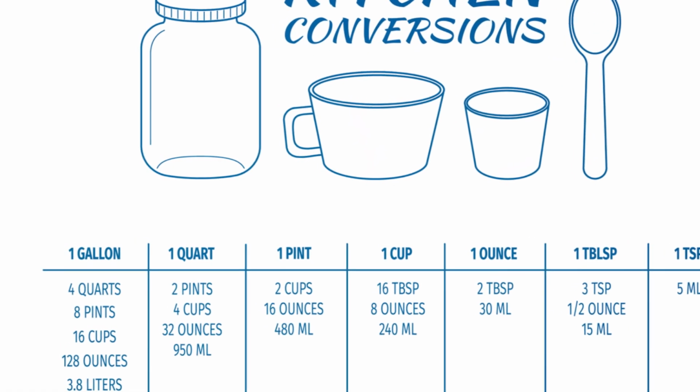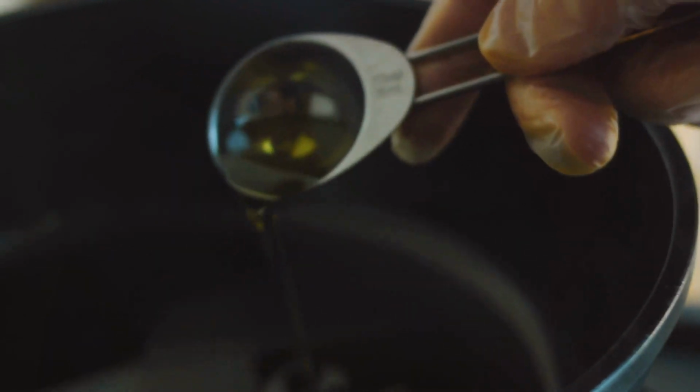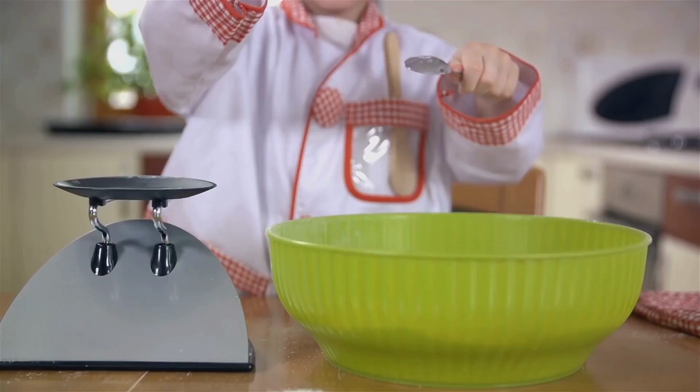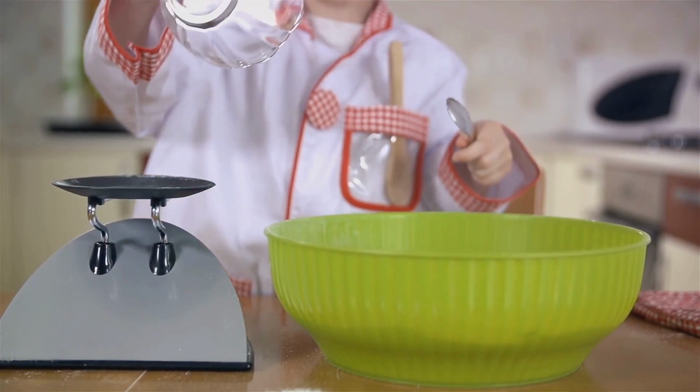Moving a step up, 2 tablespoons constitute 1 fluid ounce. Therefore, if you find yourself without a fluid ounce measuring tool, you can simply use 2 tablespoons instead. Next in line is the cup, which is equivalent to 16 tablespoons or 8 fluid ounces.